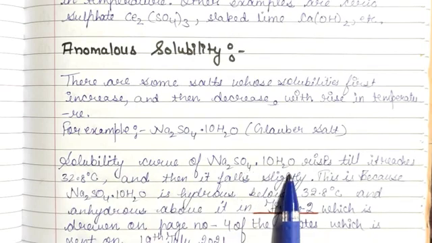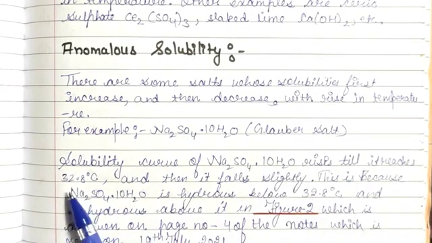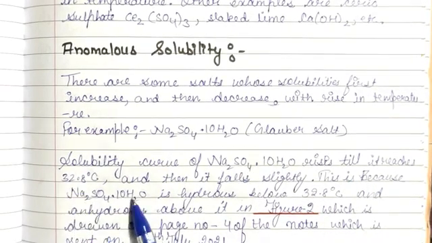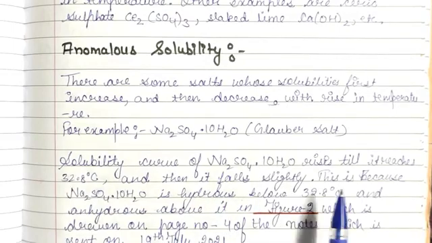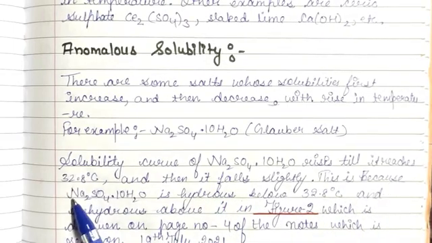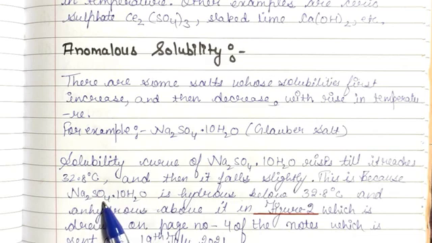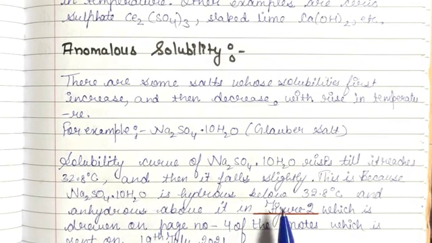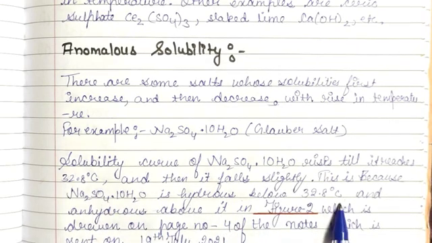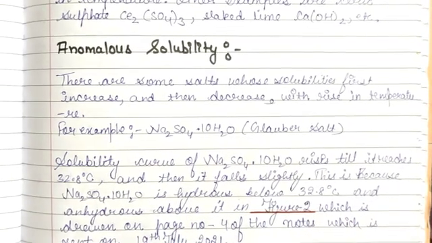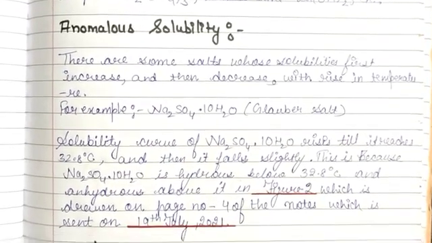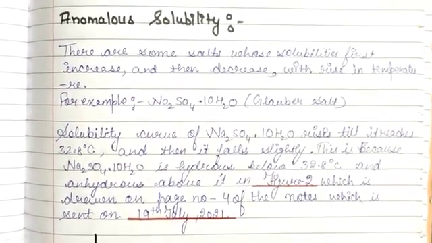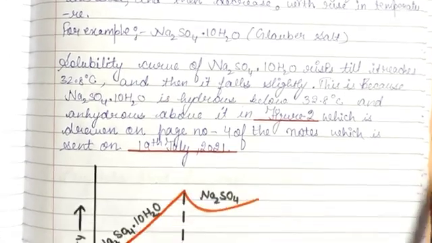sulfate decahydrate rises till it reaches 32.8 degrees Celsius and then it falls slightly. This is because sodium sulfate decahydrate is hydrous below 32.8 degrees Celsius and anhydrous above it. This is figure 2, which is drawn on page number 4 of the notes, which is sent on 19 July 2021, as you may observe here.